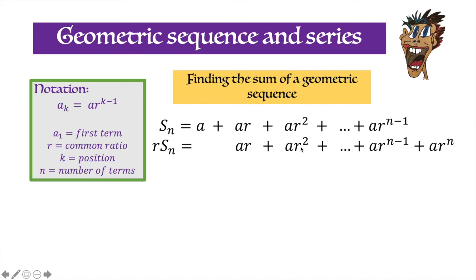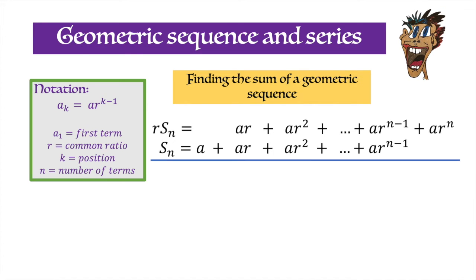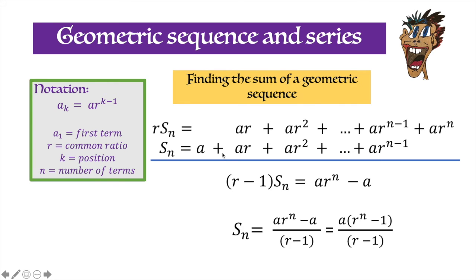Now, what's the beauty here is if I swap those around like that, I can get rid of virtually all these terms, barring the last one and this first one, by subtracting. I can just subtract them all away, and I end up with R minus 1 Sn, as you see on the left-hand side here, equals AR to the n minus A. And then divide both sides by R minus 1. Take the factor of A out, and I end up with my formula there. It's really kind of neat.